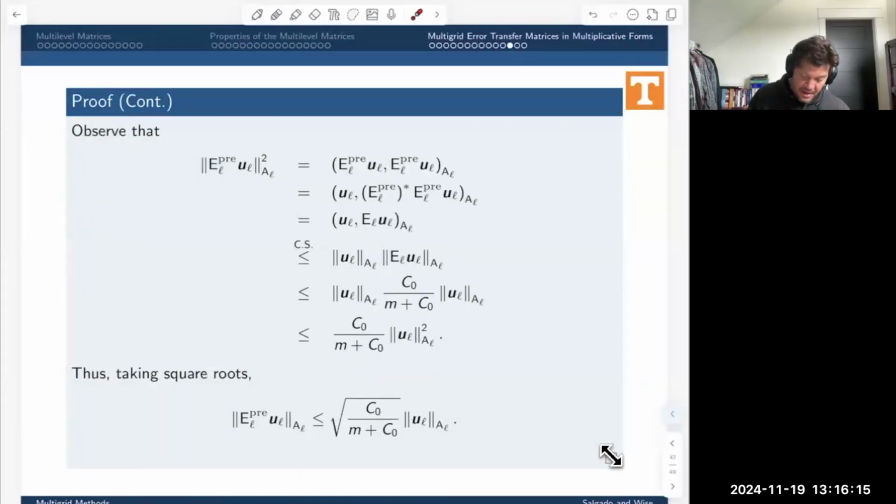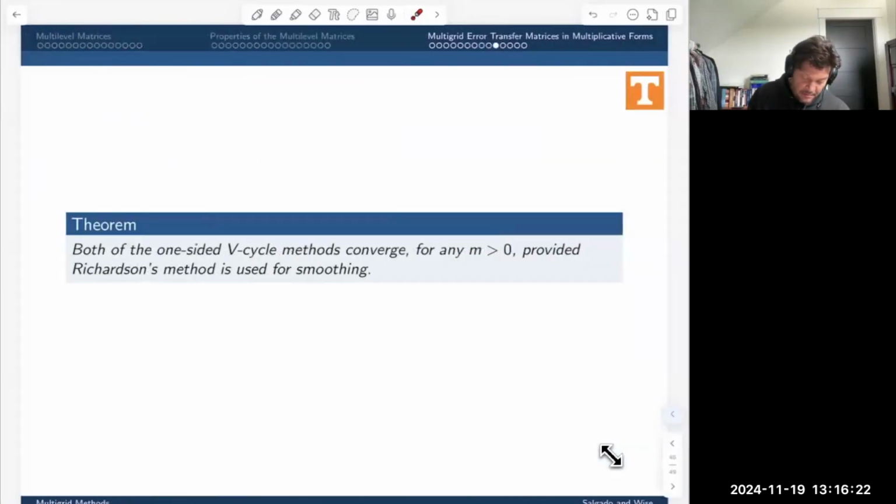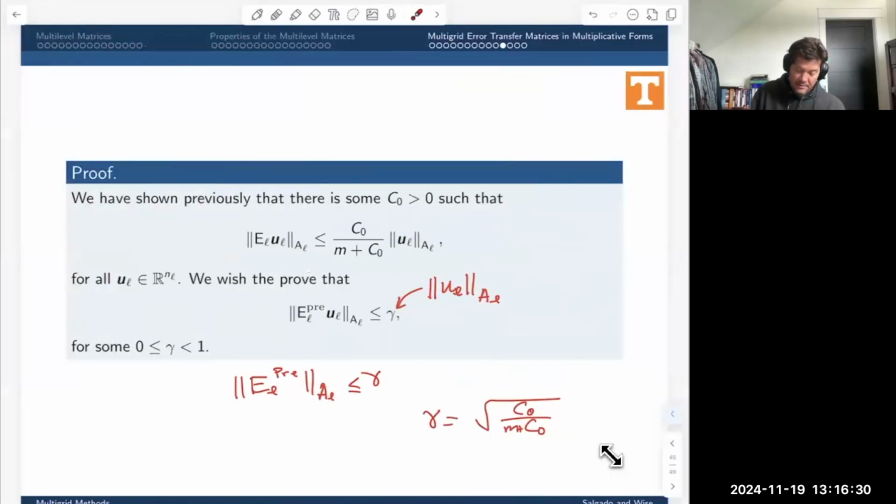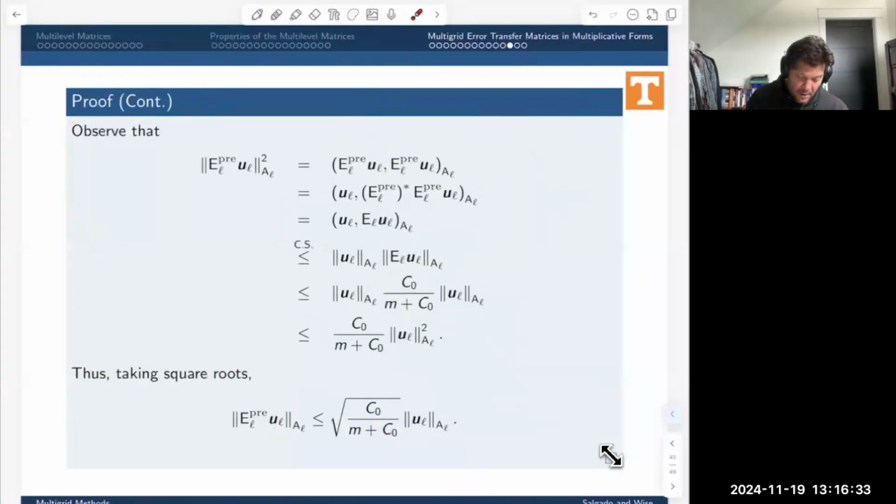I guess I didn't say how you do the post-smoothing. I probably should have added a couple of words, but the post-smoothing is done exactly similarly. So we only prove it for the pre-smoothing, but the post-smoothing one-sided V-cycle also works, and I'll leave that. That's a nice homework exercise, actually. I'll add that one. Very easy, though. So EL post is done.